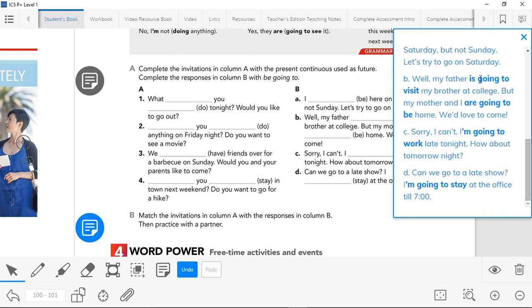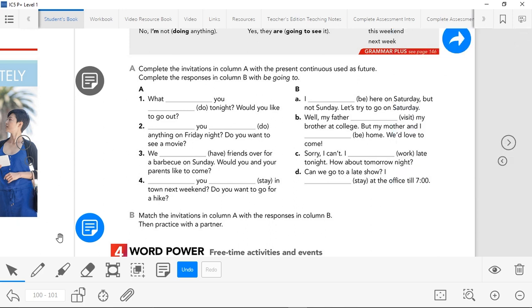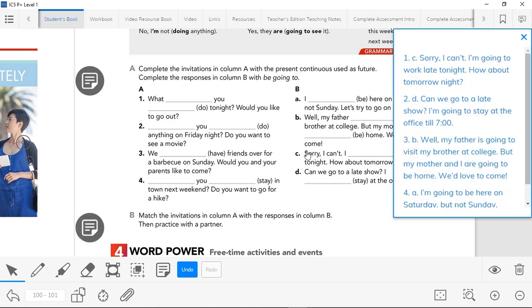Well, my father is going to visit my brother at college, but my mother and I are going to be home. We'd love to come. Sorry, I can't. I'm going to work late tonight. How about tomorrow night? Can we go to a late show? I'm going to stay at the office till 7. Okay? Very good. If you have those answers, very good. You have it correct. Now, if you didn't do it, take your time to check to match the invitations with the responses, okay? Let's see.